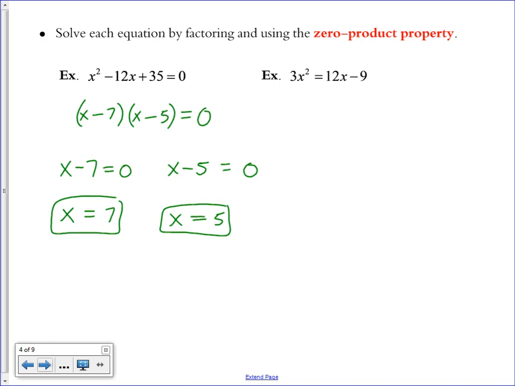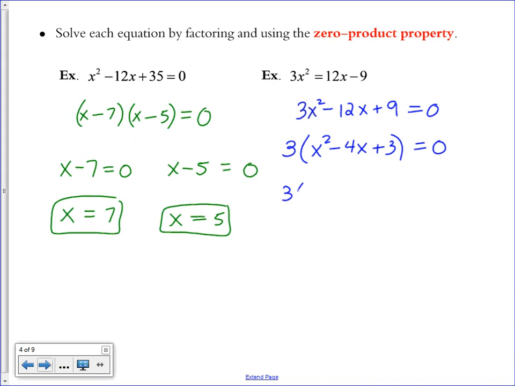And in the second example, start by getting everything on the left. Make it say equals 0. I see that there's a greatest common factor that I can undistribute, which is a 3. And then I have a quadratic trinomial in here that I'm going to separate into its two binomial factors. So I split up the x squared into x and x, and I look for factors of positive 3 that add up to negative 4, which is only 3 and 1 are my choices, and they both have to be negative. Now when I solve, I have 3 factors being multiplied together to equal 0.